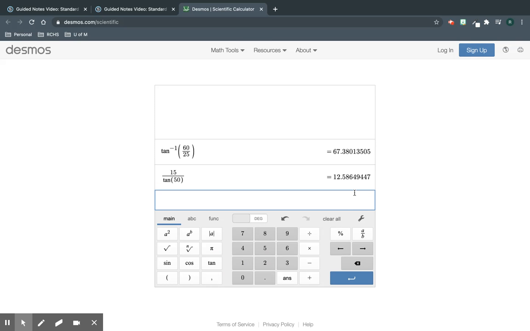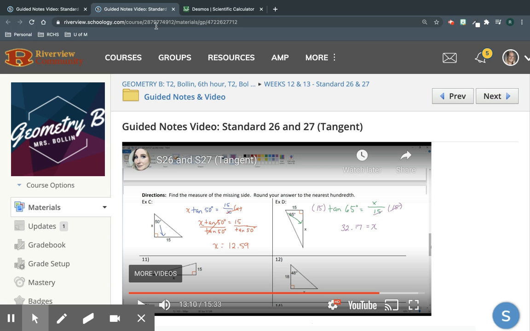12.59. This should not be degrees because we are looking at a side length here. So x is in units to represent the side length.